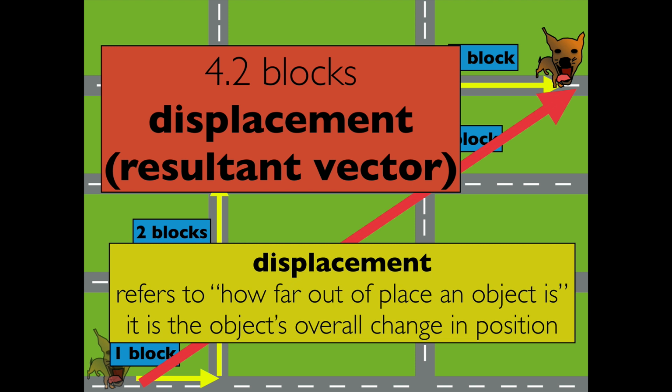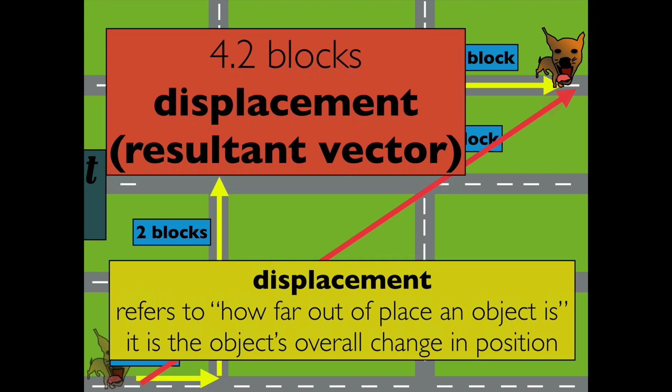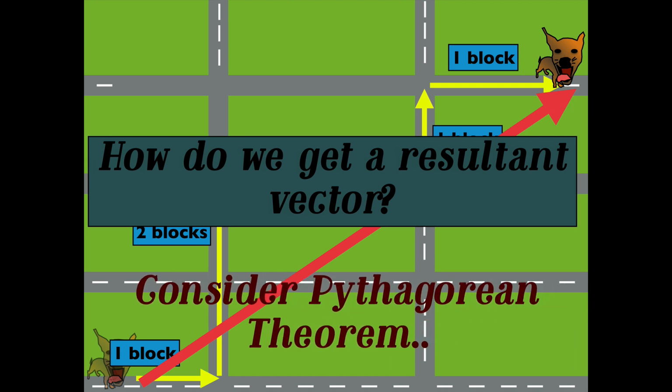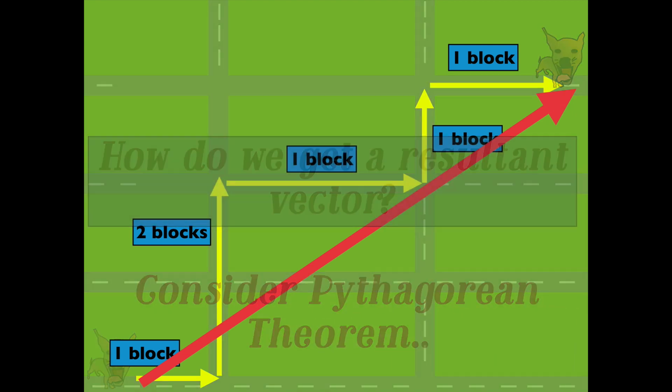Distance, we're actually following the path taken by the object, whereas displacement, we are just looking at how far it is from the point of origin, from its original position. And that's very different. So to find a resultant vector, what is a vector and how do we get it? One of the things that we need to consider is Pythagorean Theorem. Okay, so let's take a look at that.